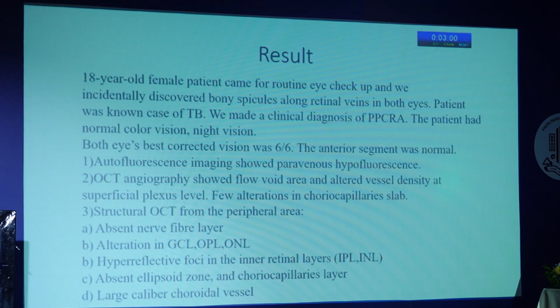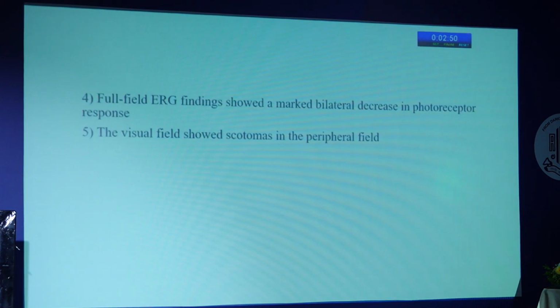The patient had normal color vision and night vision. The best corrected vision in both eyes was 6/6. The anterior segment was normal on slit lamp. We performed autofluorescence, OCT angiography, structural OCT, full field ERG, and visual field.